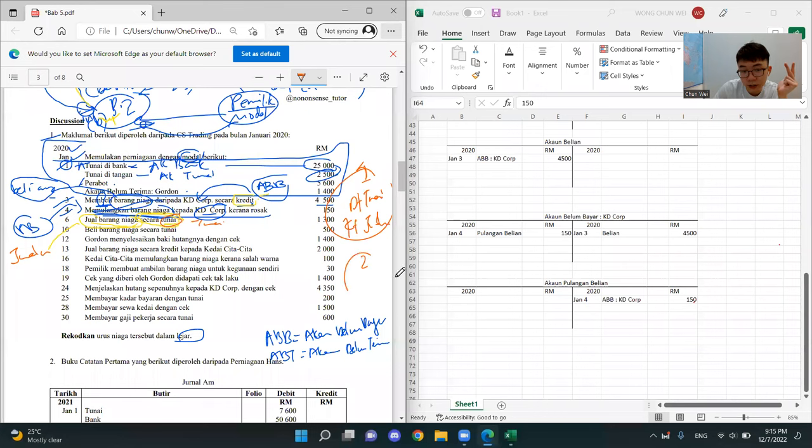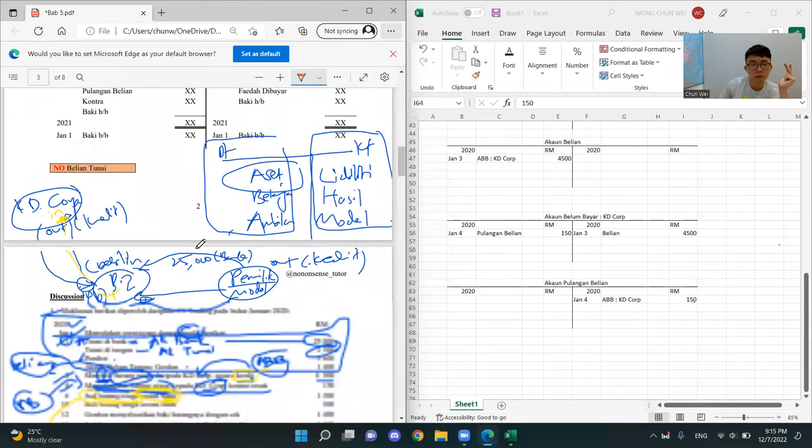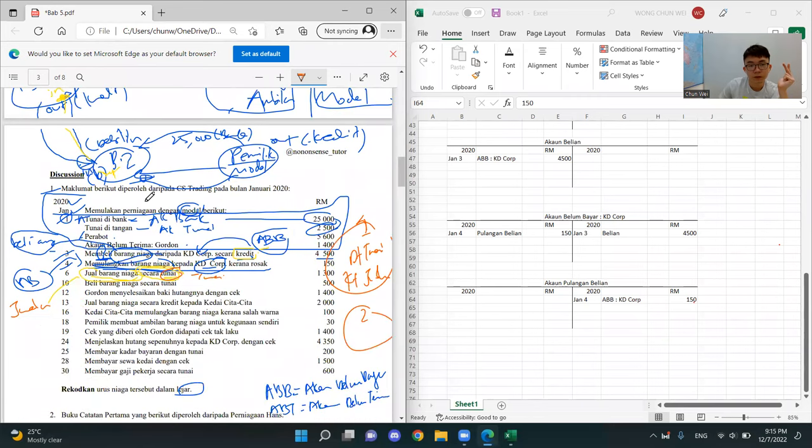The second explanation of seeing it is you draw out, come back to here. Okay, so you have a business and you got customer, right? So when you sell barang niaga, what does it mean? The thing goes out. Your barang niaga goes out. Out means what? Credit. So because your barang niaga keluar, you jual barang mah, barang keluar, so you credit your jualan.